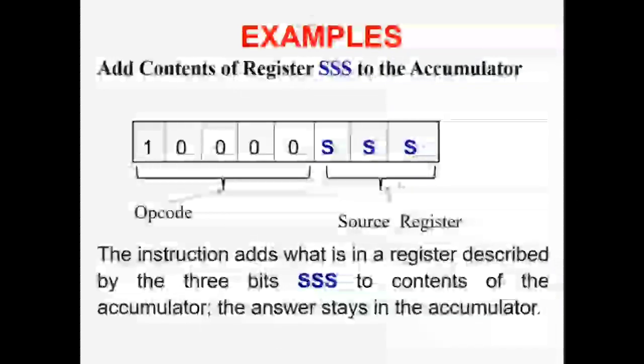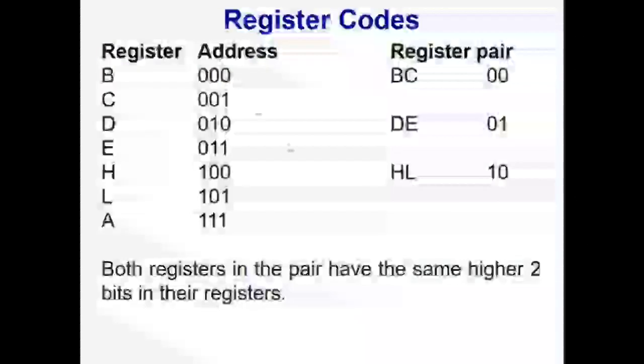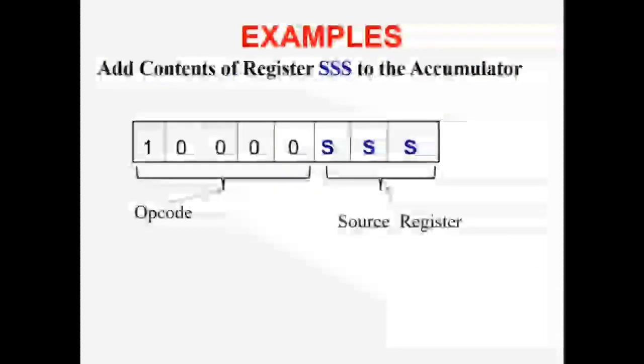Remember, the code is for the registers we are given. Register B is 000, register C is 001, register D is 010, E is 011, and so on. So if I want to add what is in register B to the accumulator, can someone give me the machine language code for that one?